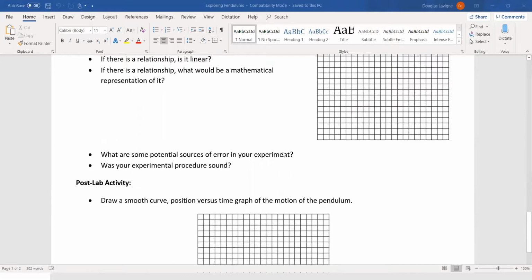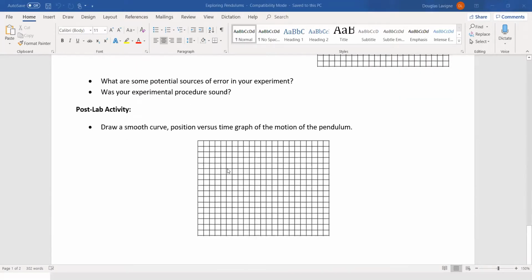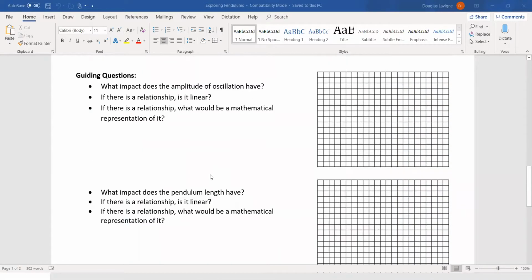What are some potential sources of error? That's the standard things to think about. Was your experimental procedure sound? Did you come up with some good reasoning on how to do this? Post-lab, draw a smooth, curved position versus time graph of the motion of the pendulum. So draw what you think the motion of the pendulum would look like there. So we'll deal with that later.